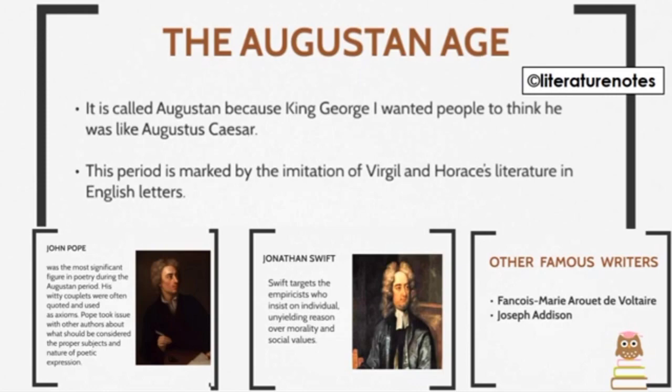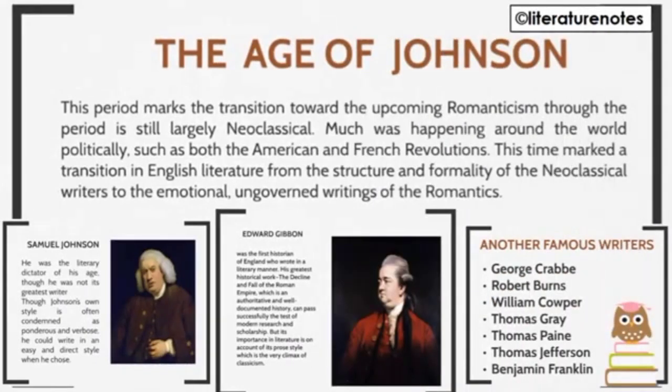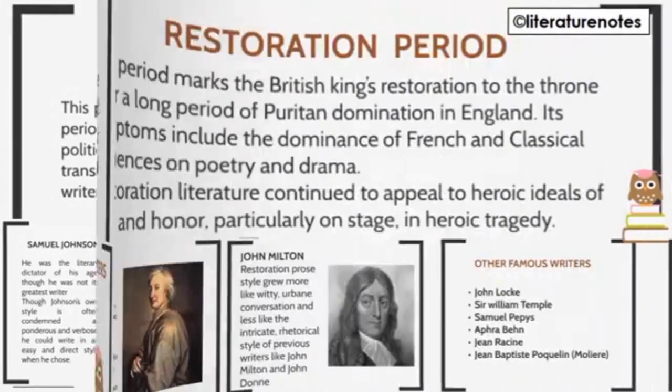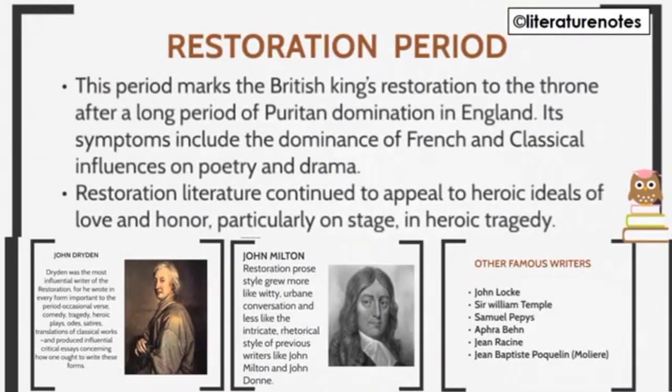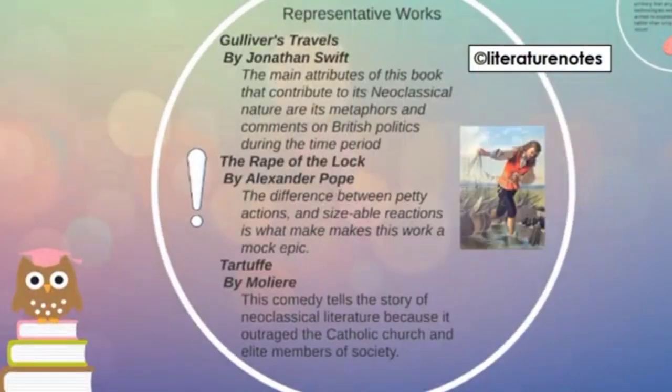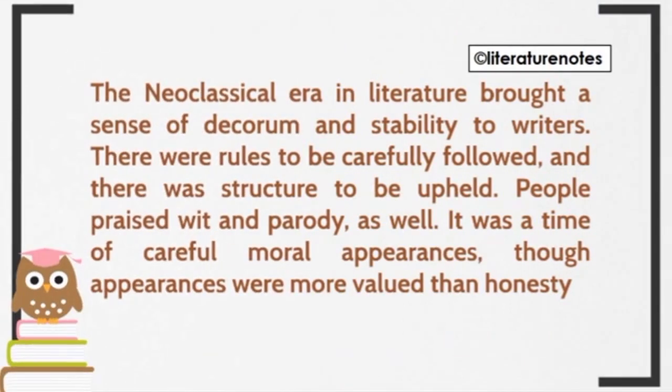So this is how you can find the famous writers with the Age of Johnson, and the main thing which can be marked with the agents of Romanticism and also the period of the American and French revolutions, and the neoclassical writers were emotional, ungoverned, and became the Restoration period. This is the British king's restoration, though the tone of restoration literature continued to appeal to the heroic ideals of love and honor, particularly on stage in the heroic tragedy. So these works are Gulliver's Travels by Jonathan Swift, The Rape of the Lock by Alexander Pope, and Tartuffe by Moliere, and these made the important parts.